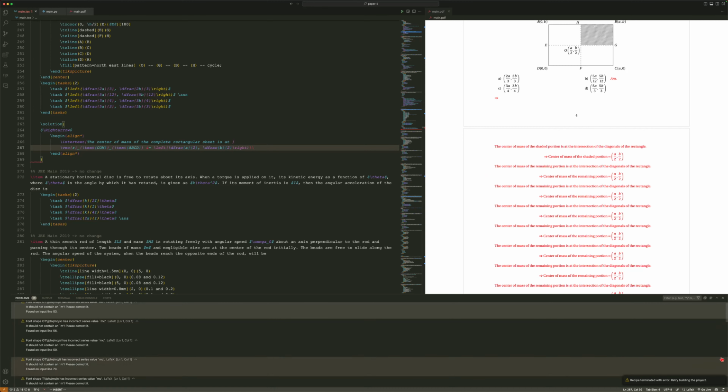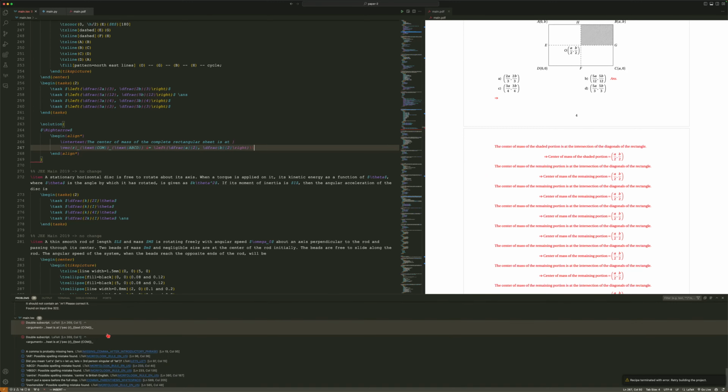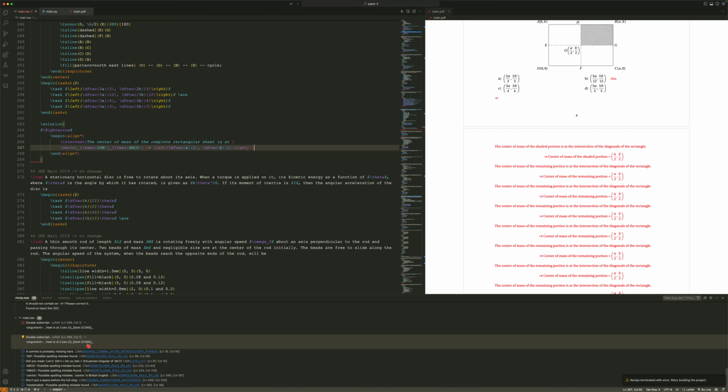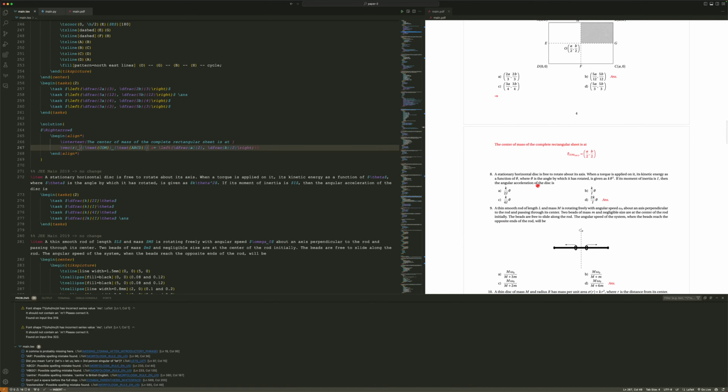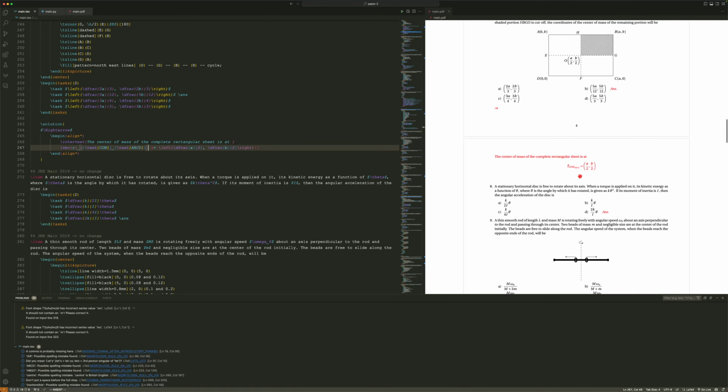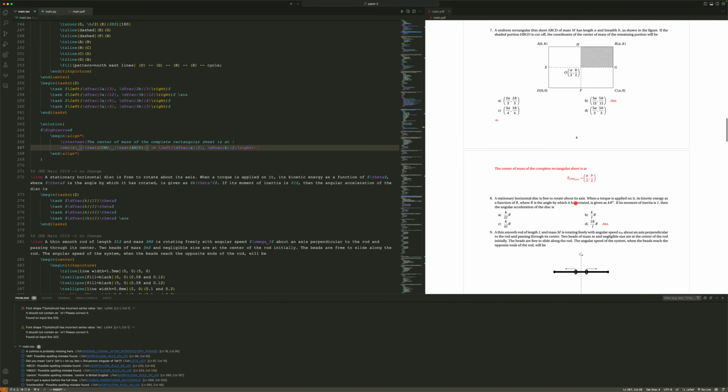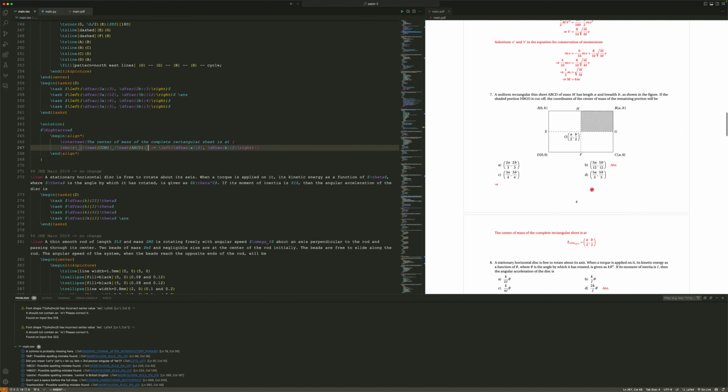No man, again it's wrong. Let's read the output. Line number 269, which says double subscript. Yes, so we can put this in another curly brace so that this will act like a single subscript, and within that it will nest the subscript. Yes, it's right. So our center of mass for ABCD is a by 2, b by 2.